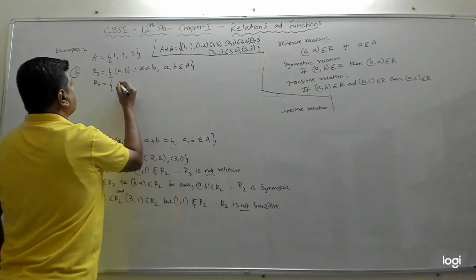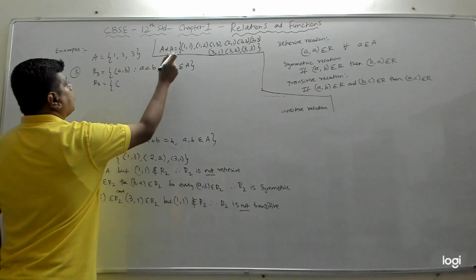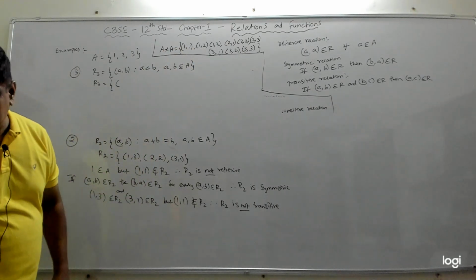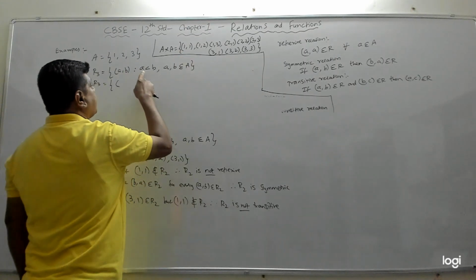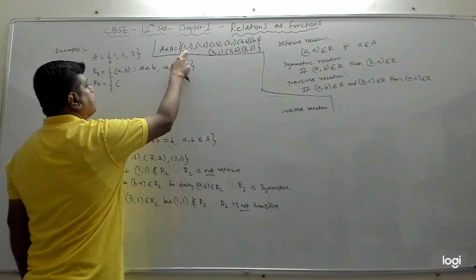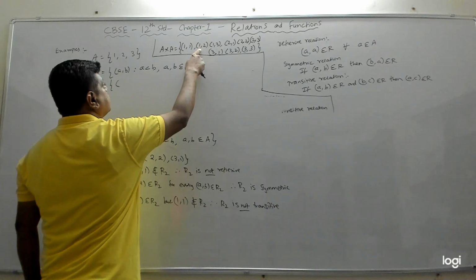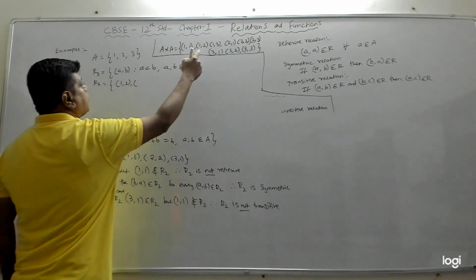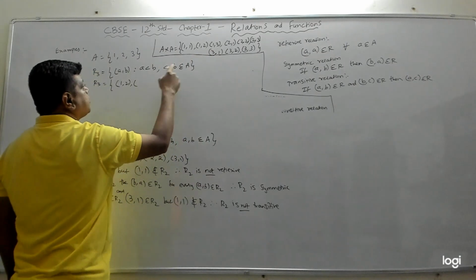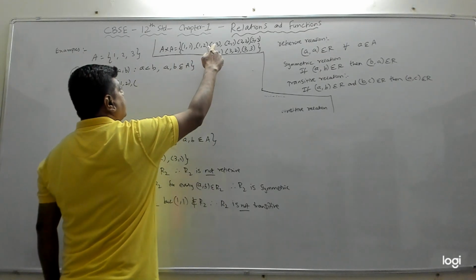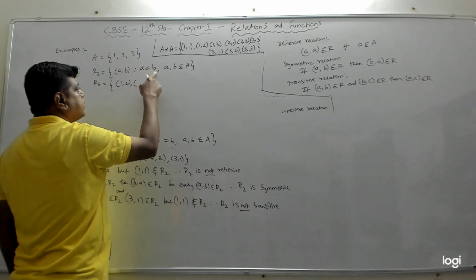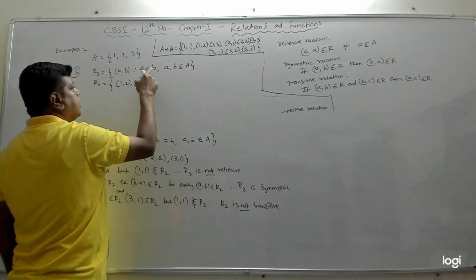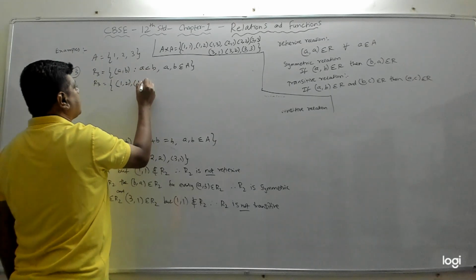Will (1, 1) come? a is 1, b is 1. Is 1 less than 1? No, so this won't come. Then (1, 2): is 1 less than 2? Yes, so (1, 2) will come. Then (1, 3): a is 1, b is 3. Is 1 less than 3? Yes, so (1, 3) will come.